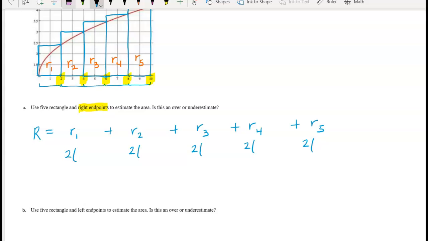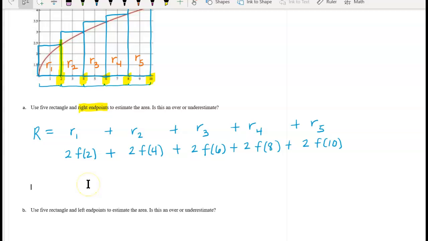And then, actually, I don't want those parentheses, because what we're going to do is multiply by f of 2. What I'm saying is I'm looking at 2, which is the right-hand side, and I want to know the value when I plug x into the function, and f of 4, f of 6, f of 8, and f of 10. So that's what I'm going to use for my estimate.